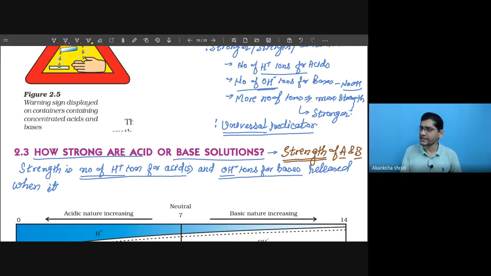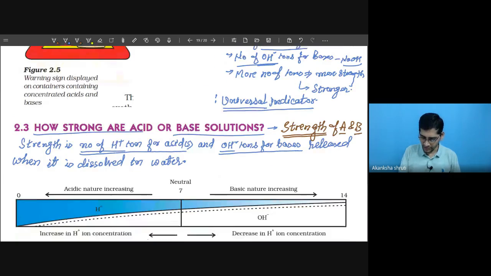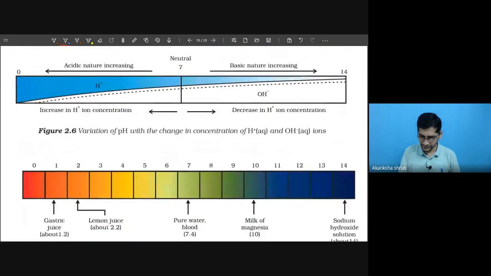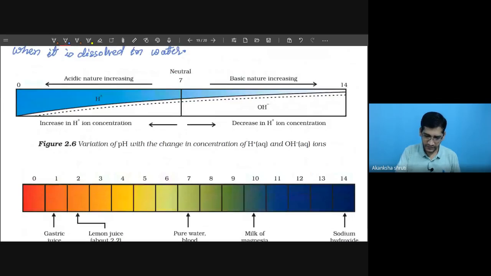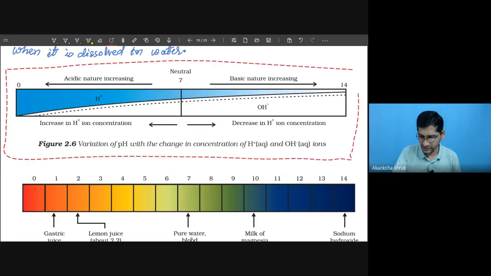Whatever the structure of the acid or base we are taking, when it is dissolved in water, the more the number, the stronger the acid, the strength is more, that we can say. Let me copy this to another page. I will explain this later.